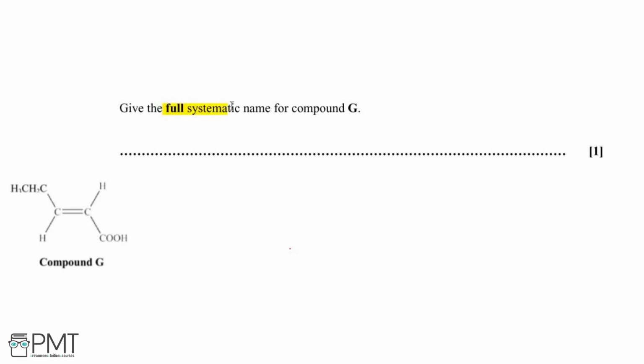Give the full systematic name for compound G, which is shown here below. So let's start by drawing out compound G in a more detailed displayed formula so that it's a little bit easier for us to name. So I'm going to start by drawing in the double bond. We've then got our carboxylic acid group, and let's add in our hydrogen here. Then we've got another hydrogen up here, and then an ethyl group overall.